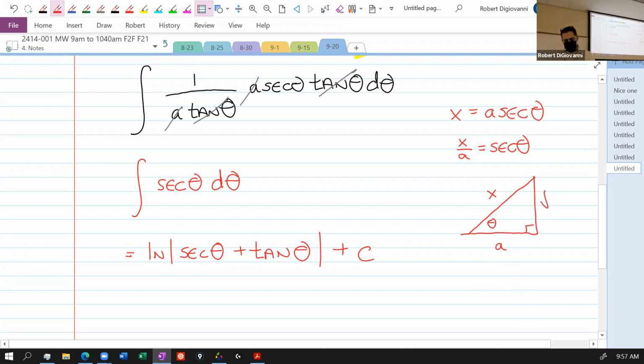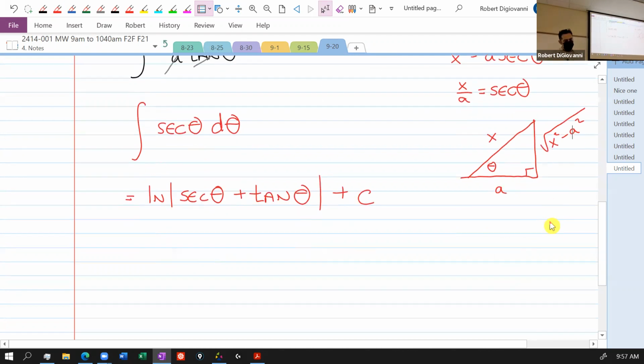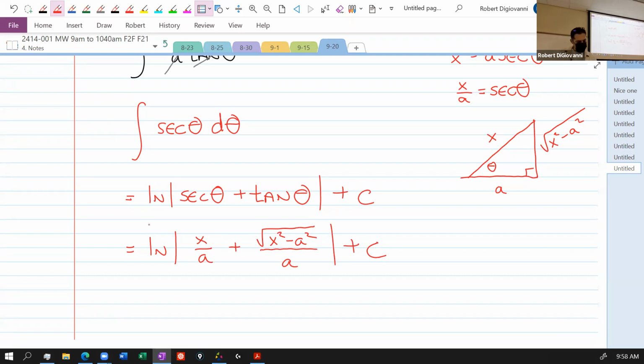And then the other side you can get by solving, and you'll get the square root of X squared minus A squared. Hey, there it is. And now I can write my answer. Natural log, absolute value, secant theta, which we said was hypotenuse over adjacent, plus tangent theta, which will be opposite over adjacent. And yes, you could put both of those together into one fraction because they have the same denominator, but that's good enough.